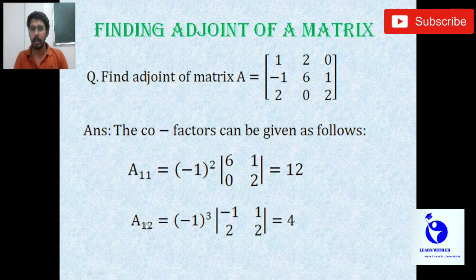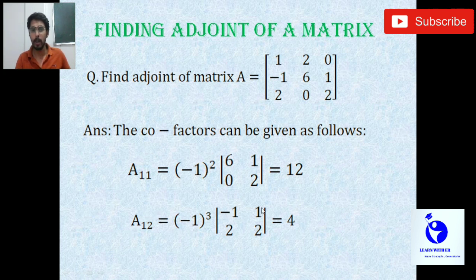Again, I am repeating what we need to do. First of all, we need to put -1 to the power of the address here, 1 plus 2, that is 3, and after that we need to multiply it with the minor of this particular address. The minor of this element: you just need to eliminate the column and the row, and whatever is left, the determinant of that, that is -1, 1, 2 and 2. The determinant of this will be the minor of the particular element here.